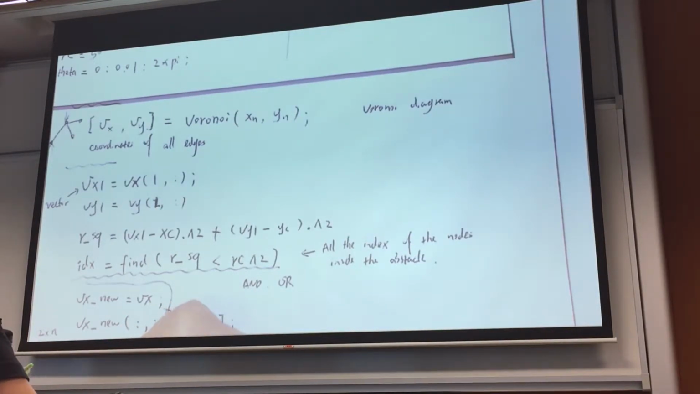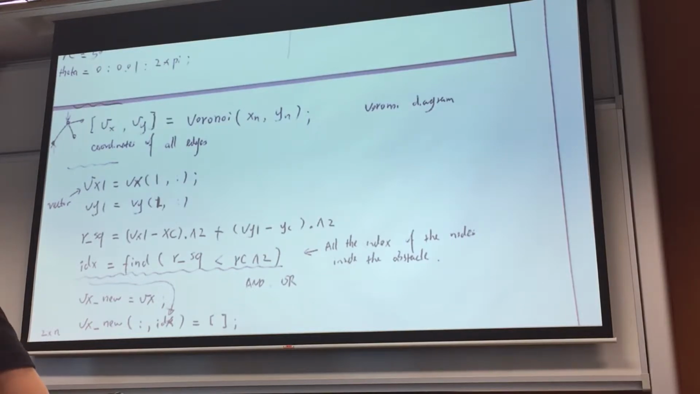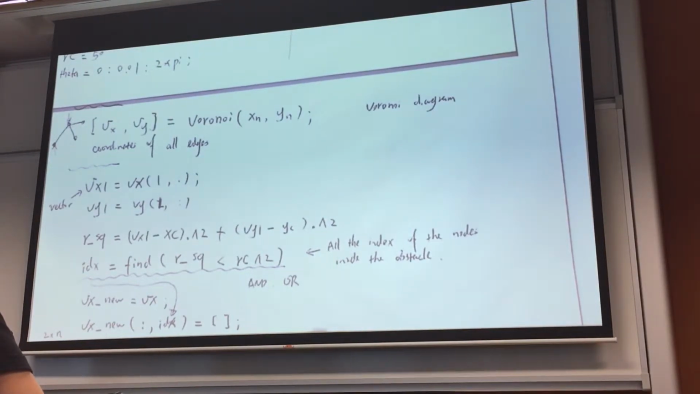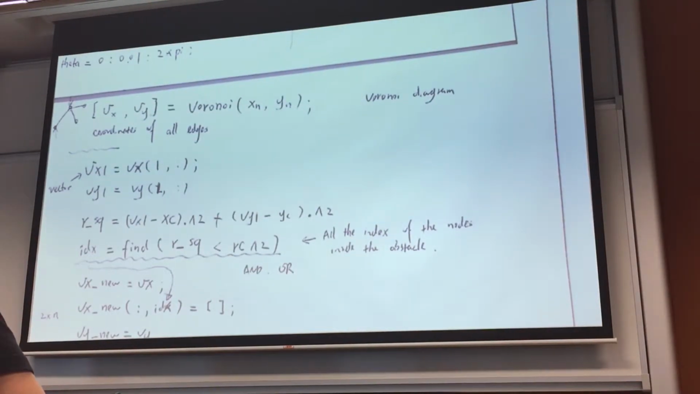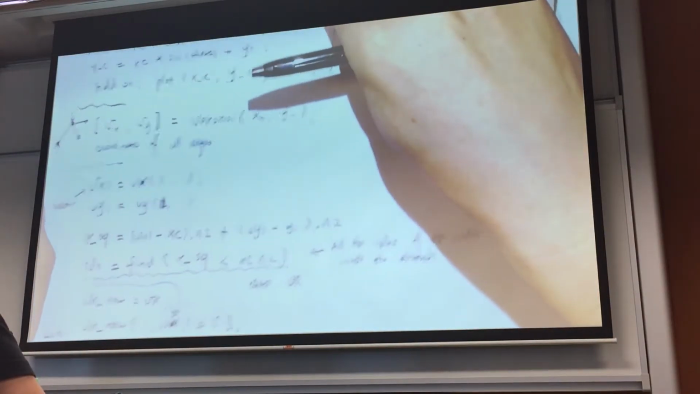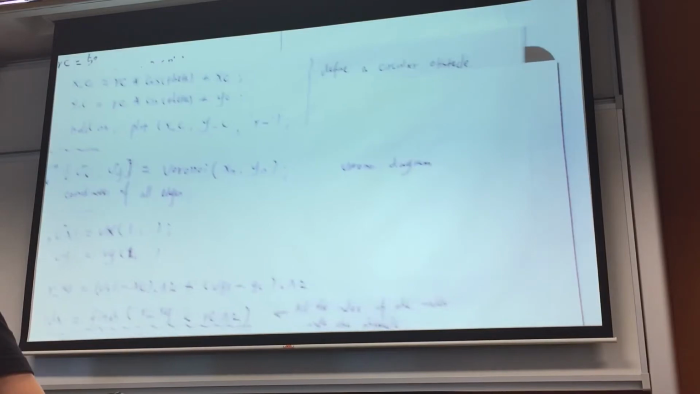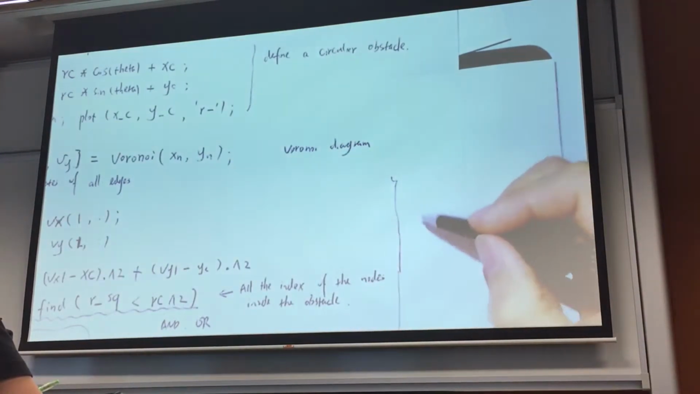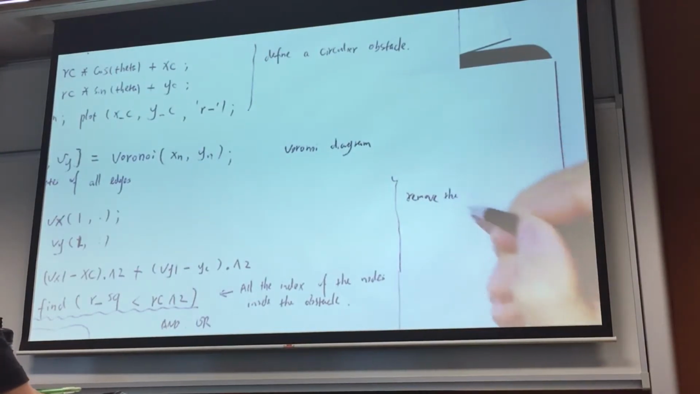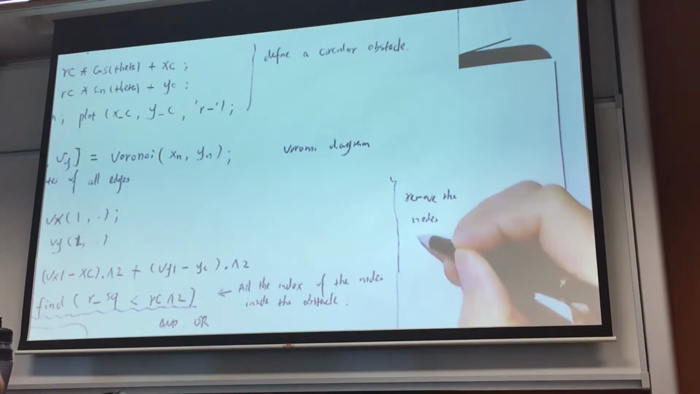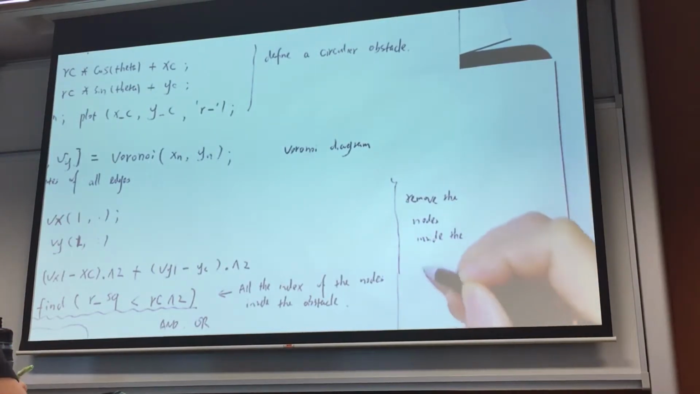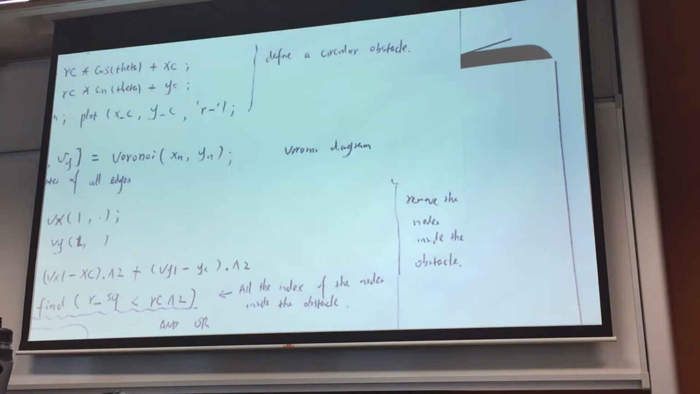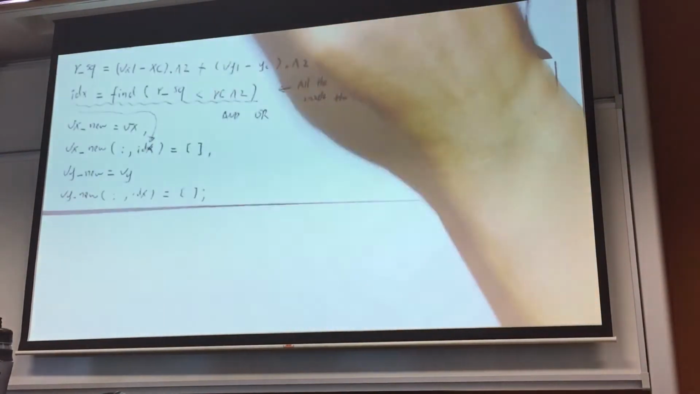So similarly, we do this to Vy. Also set this to be null. In this part, we want to remove the nodes inside the obstacle. So these are the commands to remove the nodes inside the obstacle.